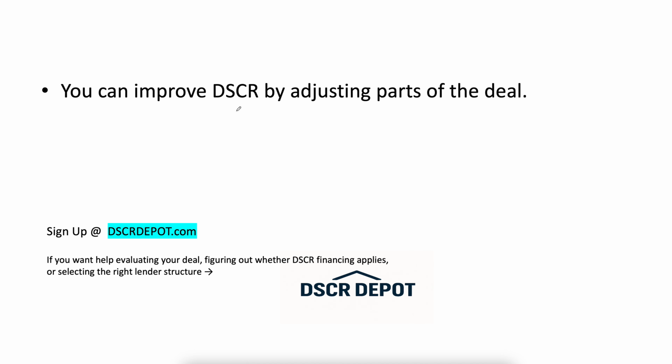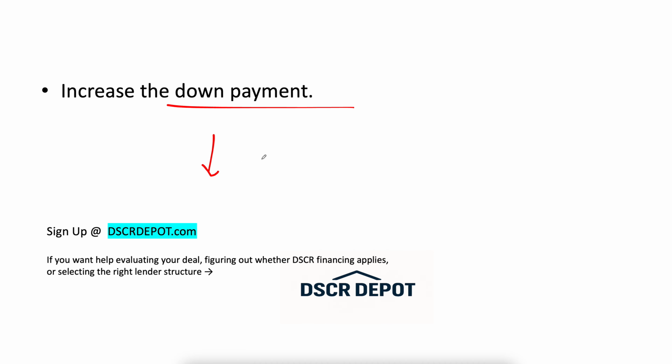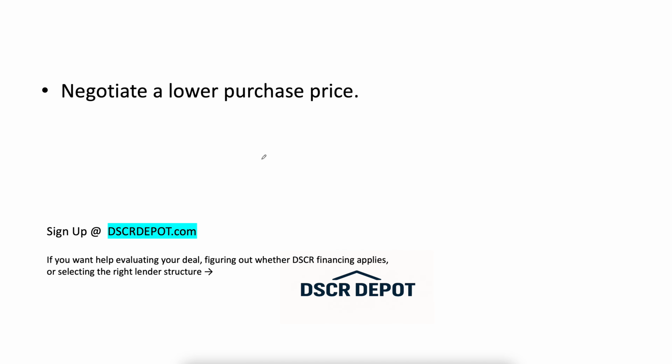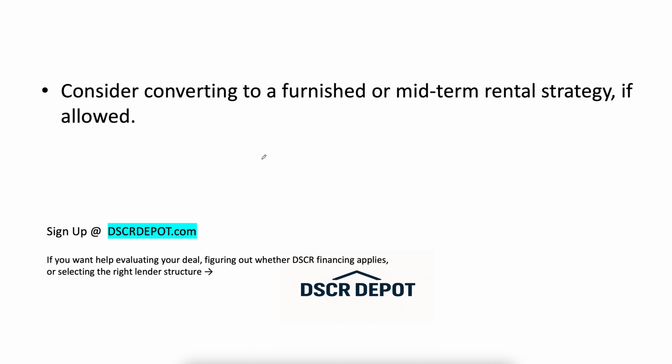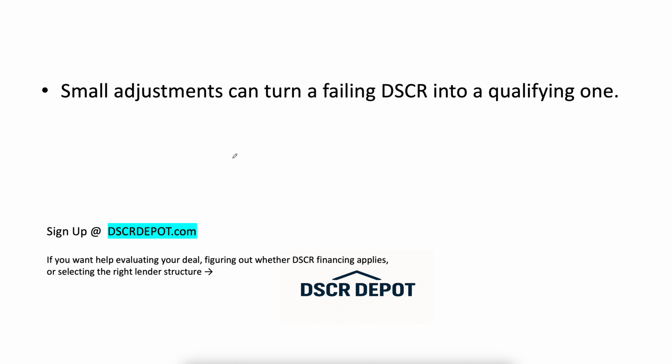And you can improve your DSCR by just adjusting parts of the deal. Pretty simple. Okay, so you can improve it by increasing your down payment. That's going to increase your ratio. Get a lower purchase price. Negotiate a longer term lease. You can potentially build in other fees into the rental price with your tenants. You can convert into a furnished or midterm rental strategy. So all these adjustments can change the income to payment ratio and change the DSCR to make the deal work.